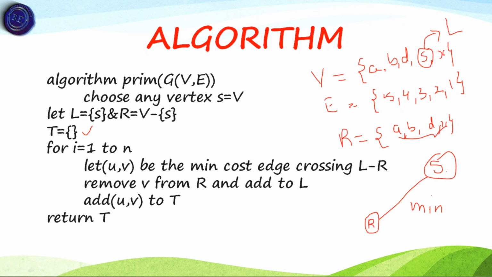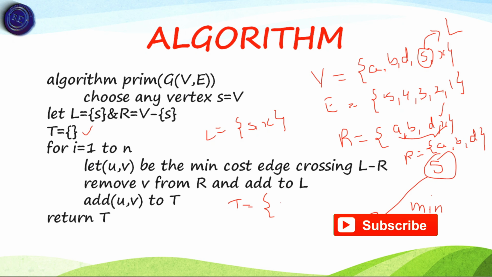Okay. After selecting this S and R, remove V from R and add it to L. So L means the vertices we have selected. So let us consider, I consider X. So S, X. So the remaining vertices in R are A, B, D. So L becomes S, X and R becomes A, B, D. Sorry, I forgot T. So T equals S, X in the first step.